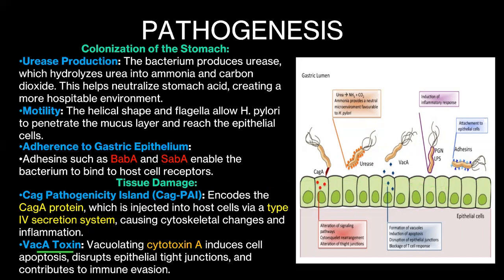Next is the VacA toxin. Vacuolating cytotoxin A induces apoptosis of the epithelial cells. So epithelial cells, due to the VacA toxin, go towards apoptosis. The second function of VacA toxin is to disrupt the epithelial junctions. Epithelial cells have junctions among them, and the VacA toxin destroys the junctions, and ultimately the epithelial cells start disintegrating. It also contributes to immune evasion: the immune system has a low effect on H. pylori.